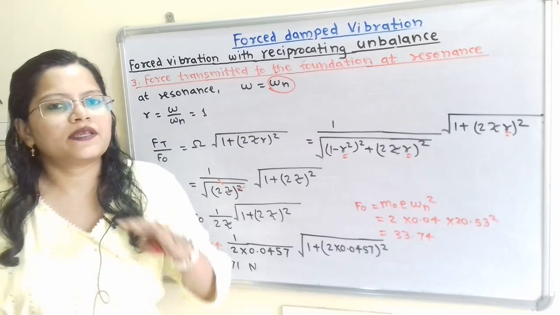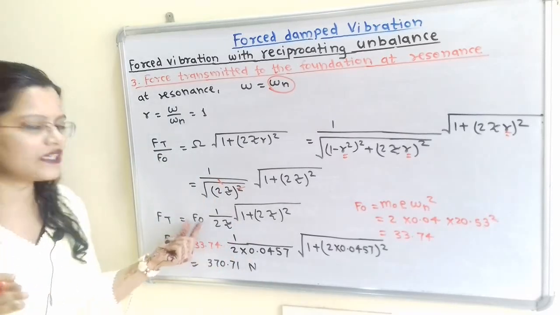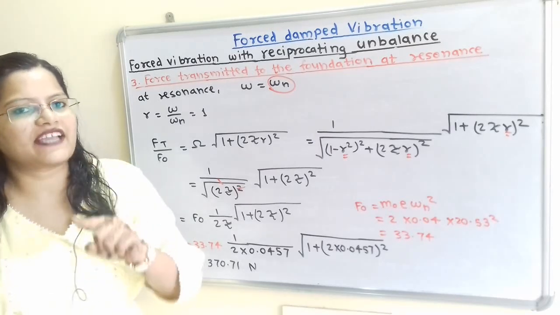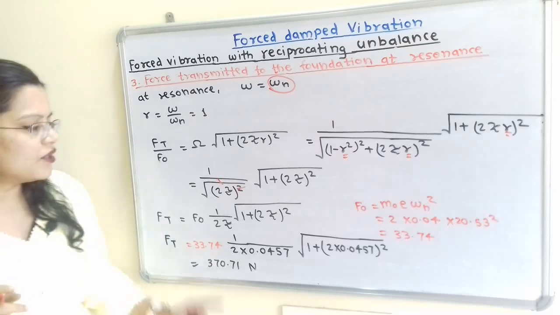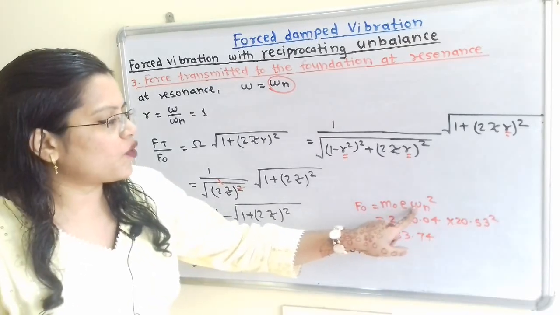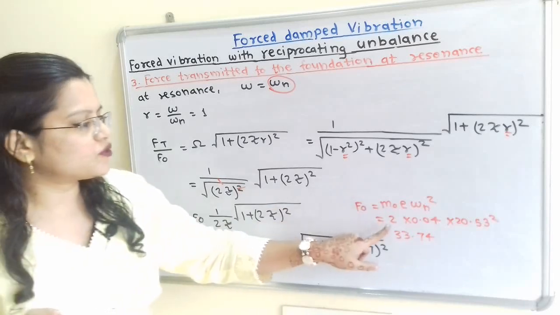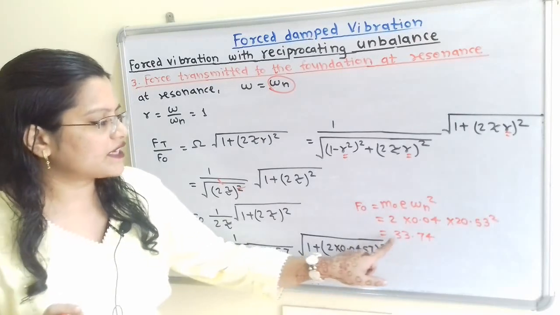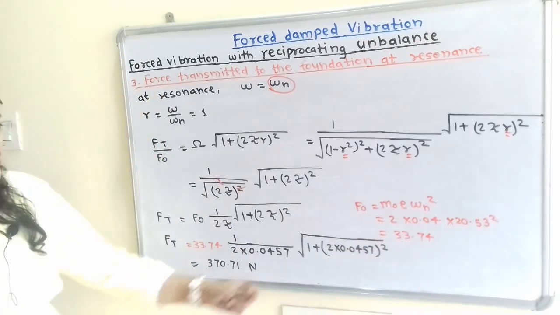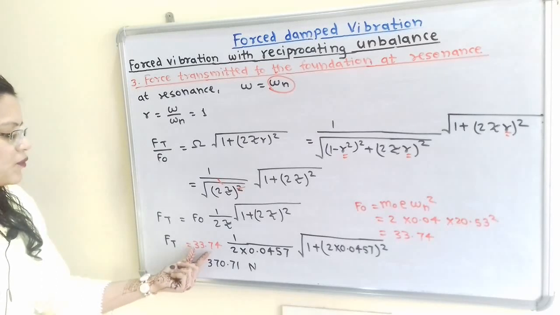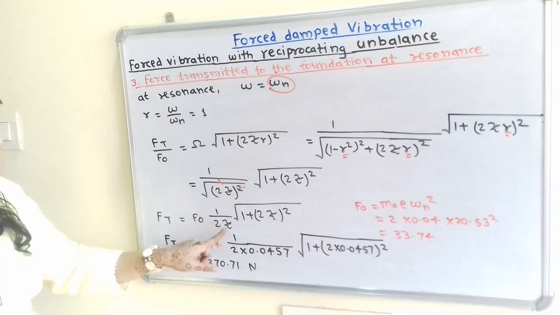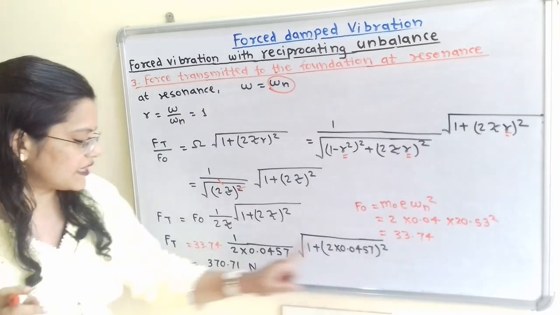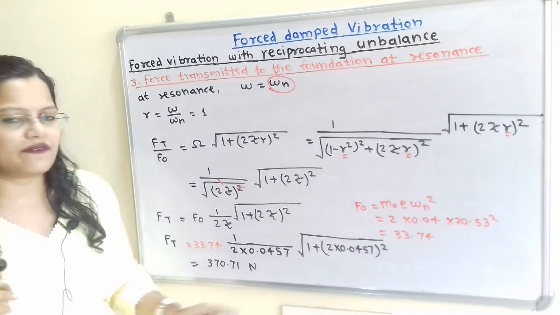We cannot take the previously calculated value for this impressed force Fo, because at this time we have to consider the natural frequency, that is omega n. So Fo is equal to m0 e omega n square. So m0 is 2, e is 0.04 and omega n is 20.53, squared, which is equal to 33.74. So this step is important. So here Fo we will put 33.74. The value of zeta is 0.0457, and when we calculate we will get the answer 370.71 Newton.